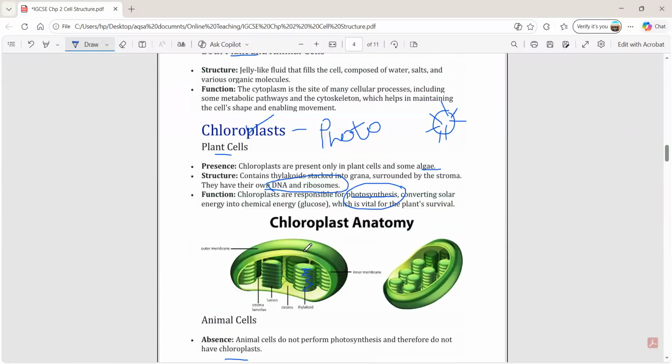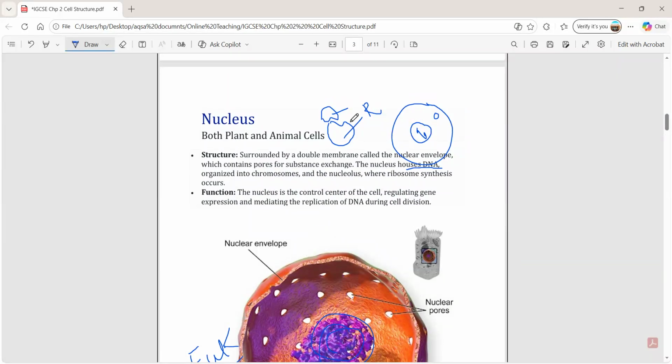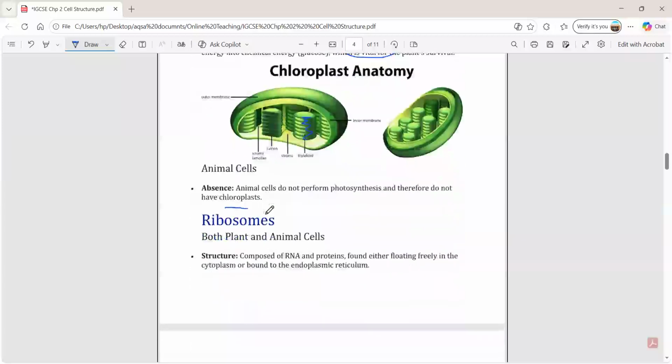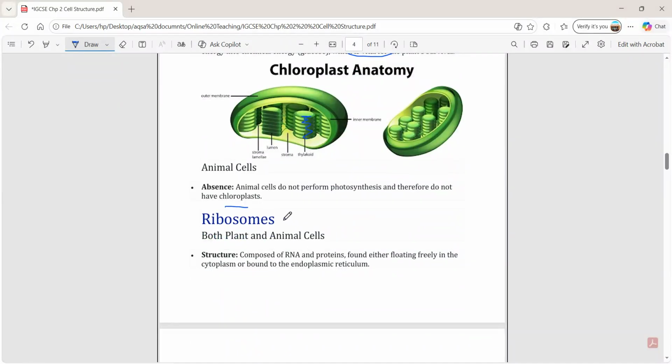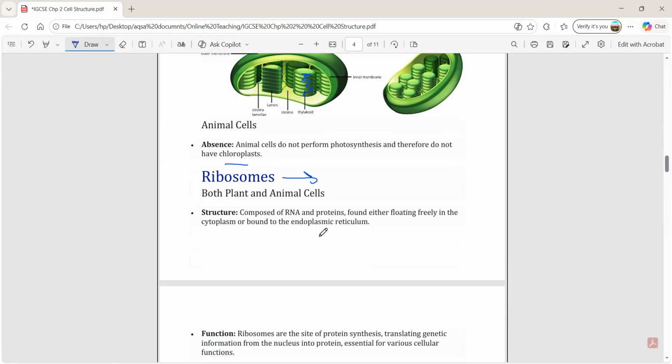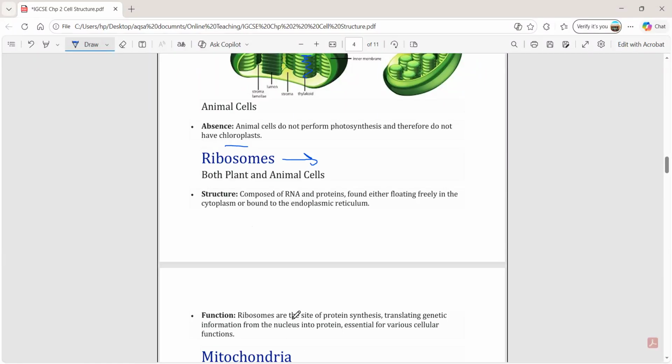Okay, ribosomes, I discussed the ribosome with you. What is the ribosome? It is the site of protein synthesis. The site of protein synthesis means that specific part where protein synthesis will occur. This is the main function of the ribosome, and it is very important.